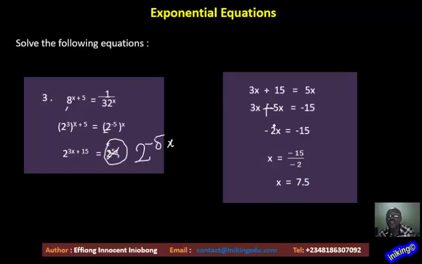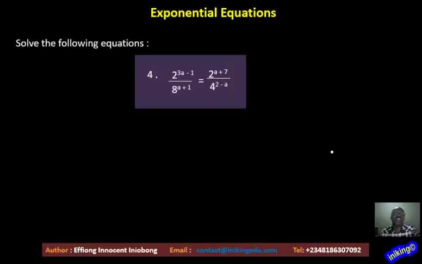So this should be 8x equals minus 15. So this should be divided by 8. So the correct answer should be minus 15 all over 8. That's it. Sorry about that. It's a little bit of a typographical error. Now look at the last question.